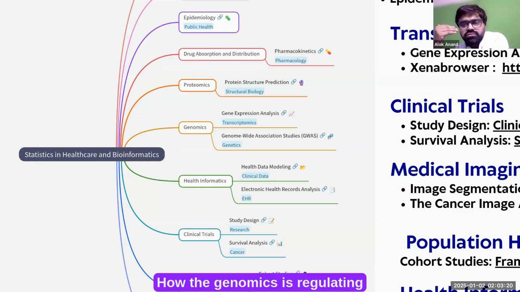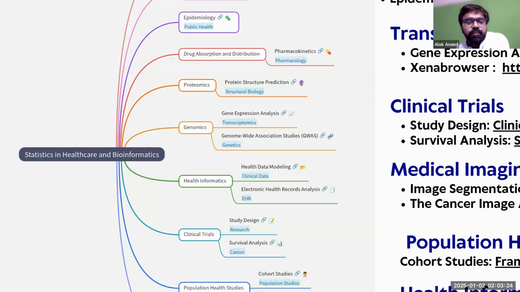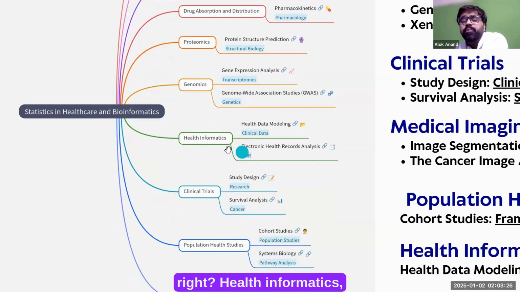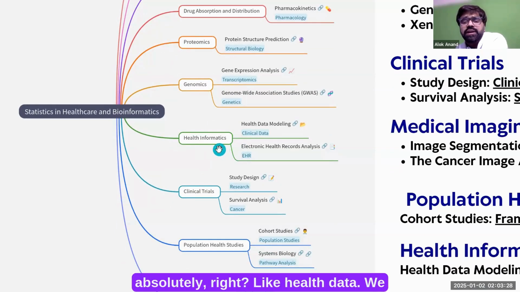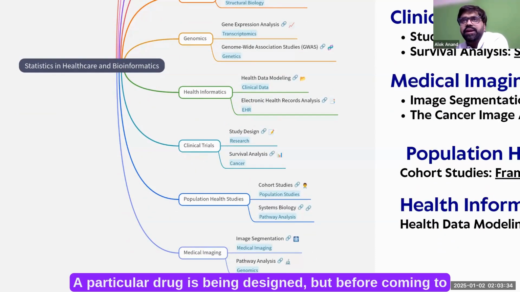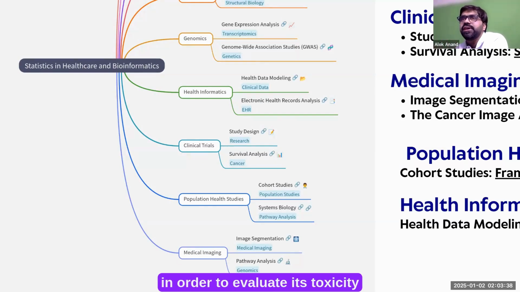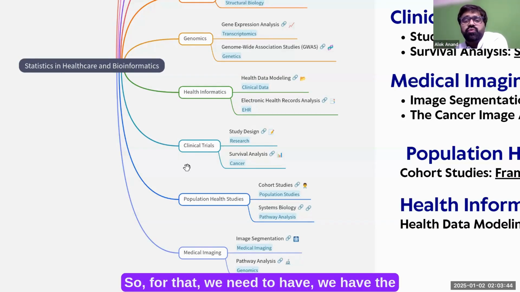How the genomics is regulating the different phenotypic characters, right? Health informatics, absolutely, like health data mining, EHR data, clinical trials data. A particular drug is being designed, but before coming to the market, we need to perform clinical trial analysis in order to evaluate its toxicity and its safety values. So for that we have the clinical trials data available to us.